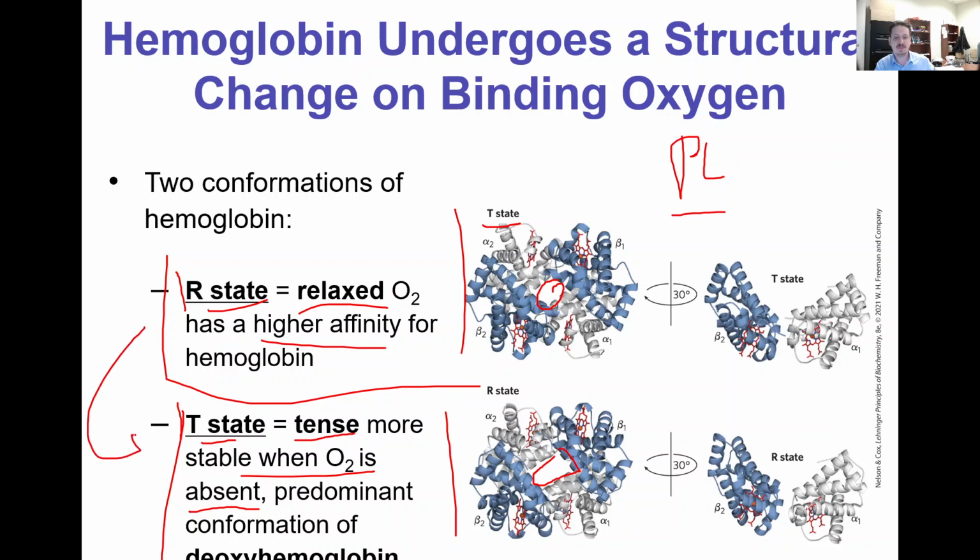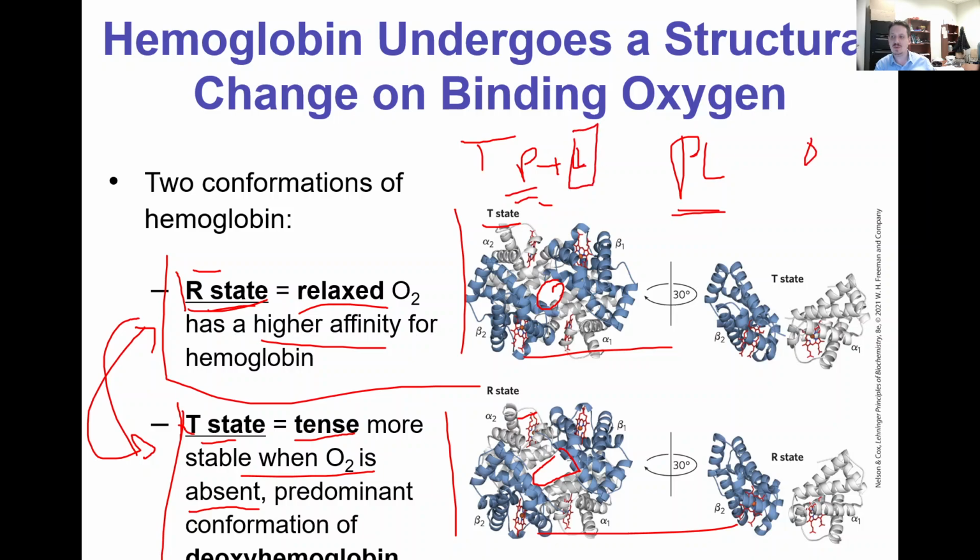Okay, so these are R and T above and below, and then this is T and R, above and below. So it's a little confusing. It's correct, but I should probably just put the T above so it lines up with this, and the R below so it lines up with this. In the R state, it's going to be more in the PL, and in the T state, it's going to be P plus L, so it's empty and has released its ligand, which is O2.